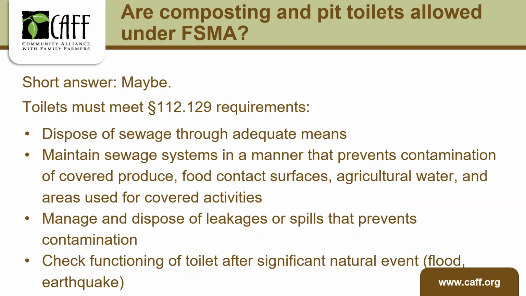Okay, and then another question is, are composting and pit toilets allowed under FSMA? The short answer is maybe, and that's because toilets must meet 112.129 requirements of the law. First, the toilet must dispose of sewage through adequate means. Secondly, it must maintain sewage systems in a manner that prevents contamination of covered produce, food contact surfaces, agricultural water, and areas used for covered activities. Third, you need to manage and dispose of leakages or spills that prevent contamination. And fourth, you need to check functioning of the toilet after a significant natural event like a flood or an earthquake.